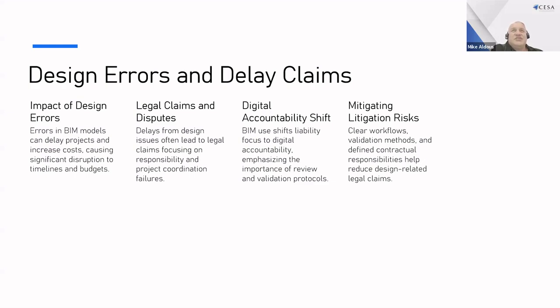So the digital accountability shift. So the BIM use shifts slightly to digital accountability, emphasizing the importance of review and validation protocols. Again, to my point around, so BIM isn't always right. It still needs a very robust check and approve process built into that BIM execution plan to make sure that the deliverables in play are actually correct and fit for purpose. So mitigating the litigation risks goes back to clear workflows and validation methods and define contractual responsibilities to help reduce design-related legal claims.